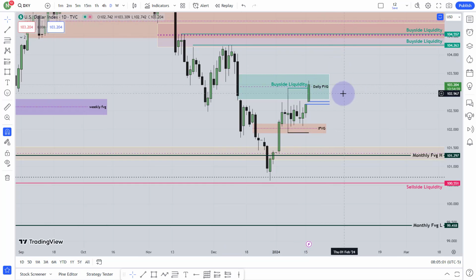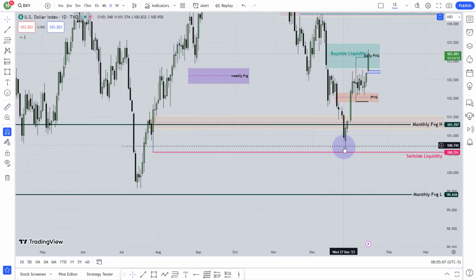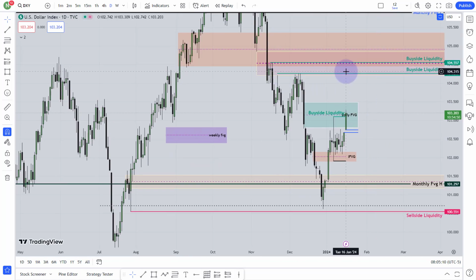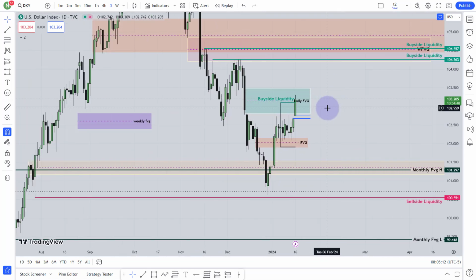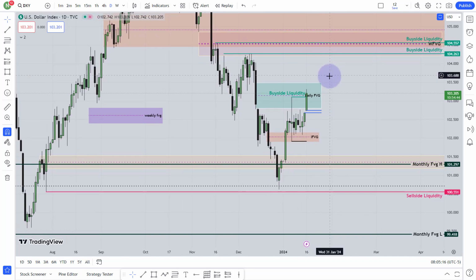Okay. Now, when will I start to think the market is going to take that buy side liquidity? Because you can see I have very clean sell side liquidity, and I have very clean buy side liquidity. When I think the market is actually going to take that buy side liquidity, my bias is correct from the higher time frame.